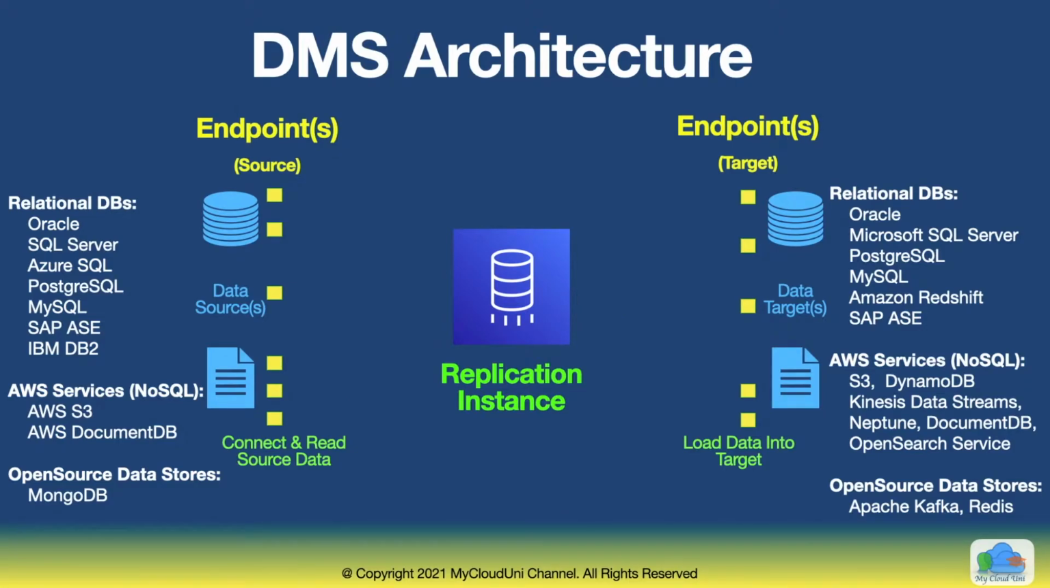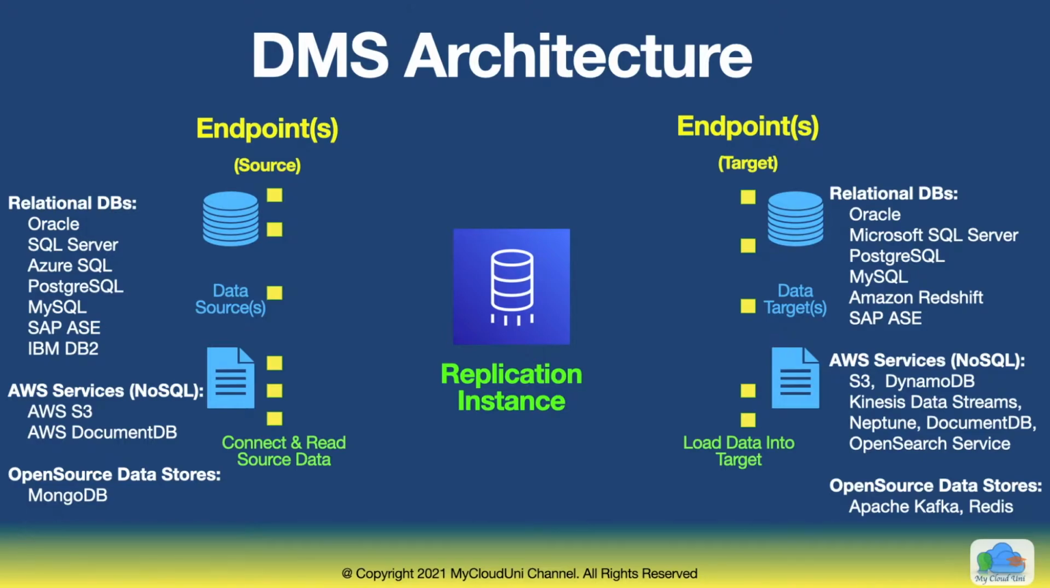Then you are going to create the endpoints. There are two types of endpoints: source endpoints and target endpoints. And these endpoints are nothing but the connection information. Let's say that you've got an Oracle database on-prem, so this endpoint will hold information such as the host name, the port number, and the username, password, etc.